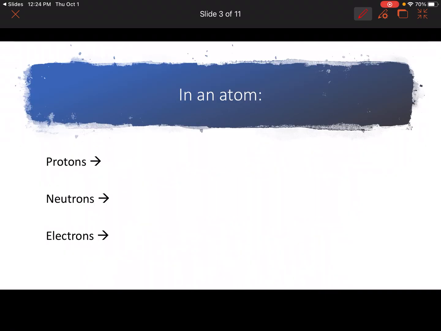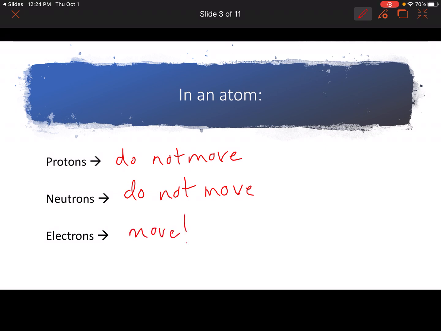Now, in an atom, we have protons, neutrons, and electrons. The protons do not move. Neutrons do not move. But electrons move. And we know protons and neutrons are found in the nucleus, and that's why they're not able to move. So a proton or a neutron cannot leave an atom because they're found inside the nucleus. Now the electrons are found in the orbitals, or the waves, around an atom, and so they do have the ability to move.